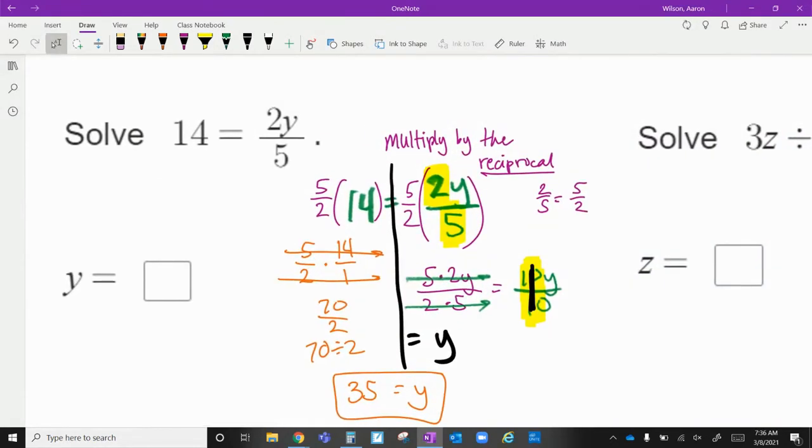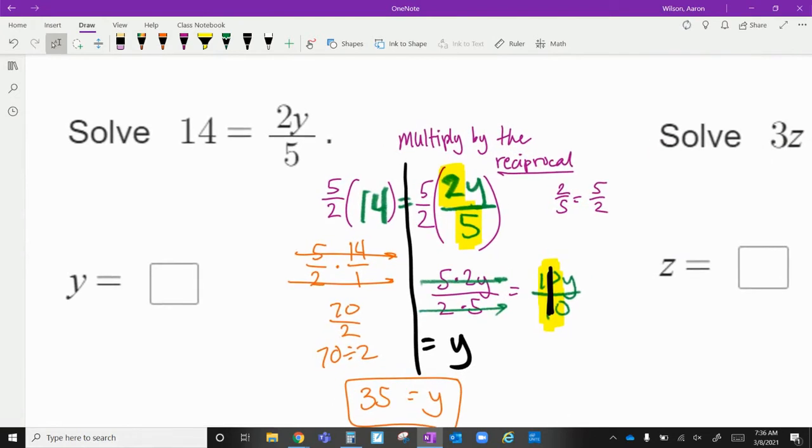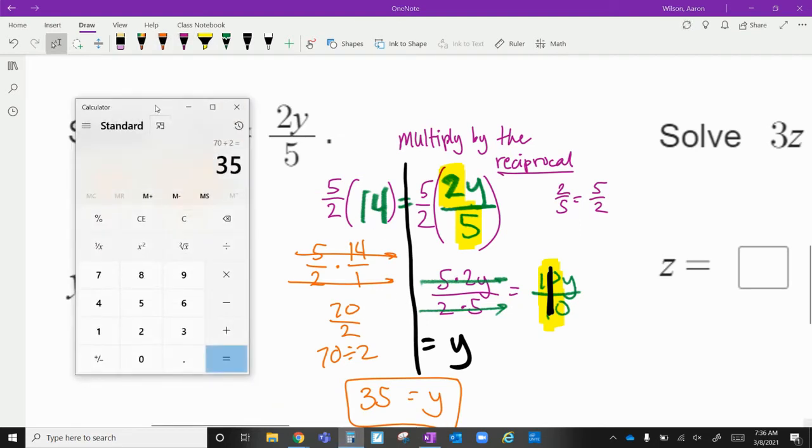Now we can check it to make sure we are in fact correct. The original equation was 14 is supposed to be equal to 2 times y over 5. Well, I said y was 35, so I'm going to plug that in. So 2 times 35, just to check it on the calculator, this is the best part.